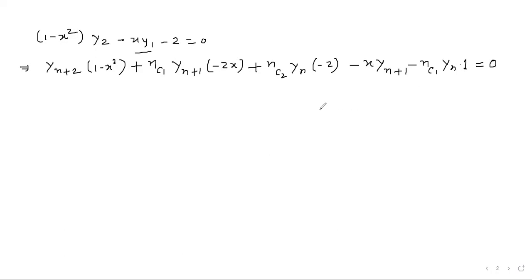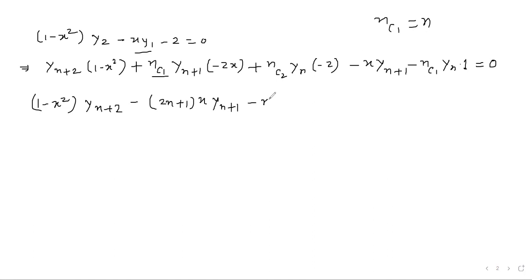Now we simplify. So (1 minus x square) y(n plus 2) minus (2n plus 1) x times y(n plus 1). Here nC1 equal to n, and minus n square yn equal to 0.